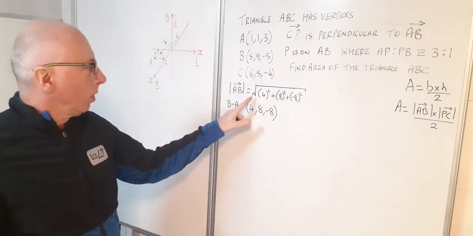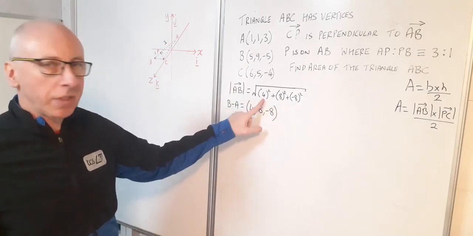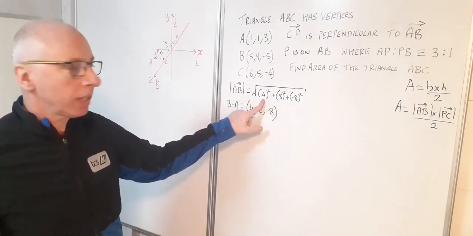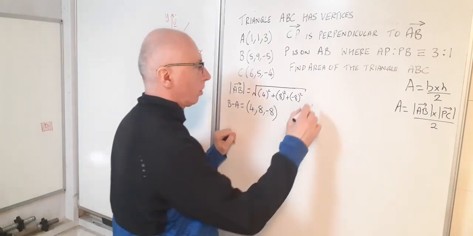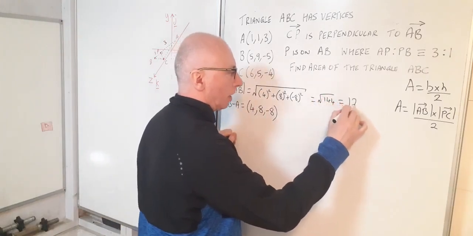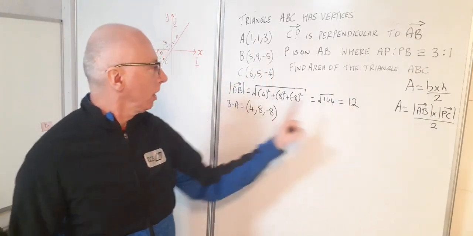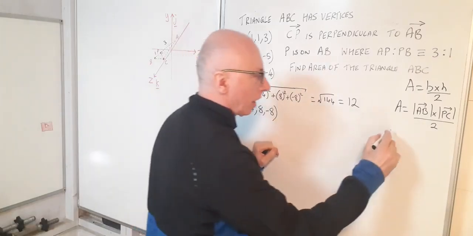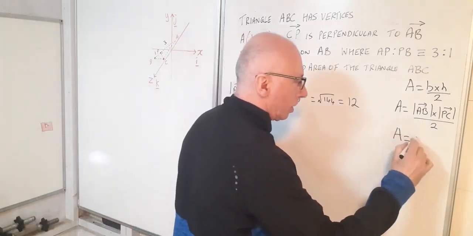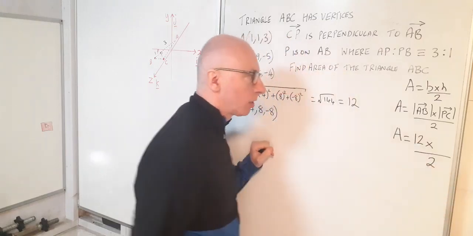So let's quickly work out what that is. That'd be 16, 64, and 64. Add them together, we get 144. So the square root of 144, which nice and conveniently gives us a magnitude of 12. So AB is 12. Let's carry on down here. That's our first part, and I'm going to divide that by 2.